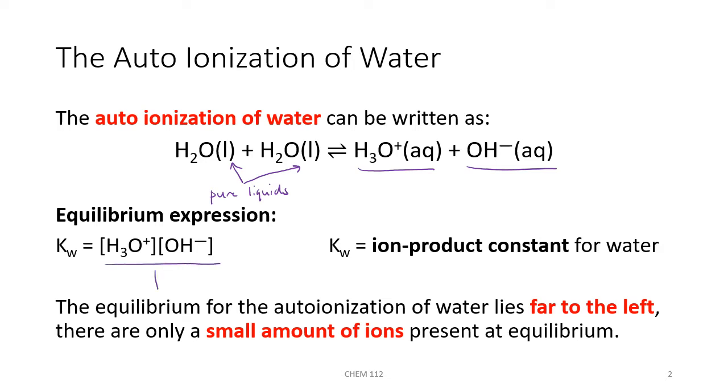Instead of saying it's equal to Kc or Kp, we now call it K sub W, where K sub W is called the ion product constant for water. It's referred to as the ion product constant because we have hydronium times hydroxide, which are both ions, and we're multiplying them together, so we have a product in this case. The equilibrium for the autoionization of water will lie far to the left-hand side, and there will only be a small amount of ions present at equilibrium.